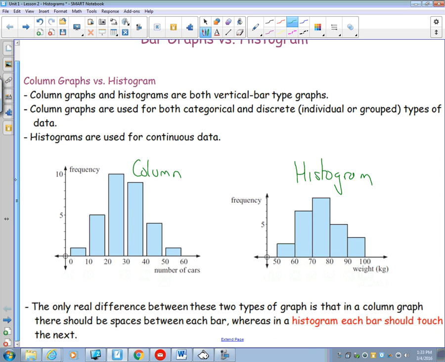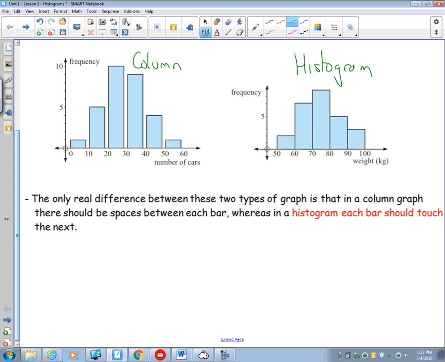So when we're asked to talk about histograms or make histograms, we must be dealing with continuous data. There are times where we can make a histogram for discrete data. We do that when we have a whole lot of intervals and we have to start combining them together. If that happens, it sometimes makes more sense to make a histogram.